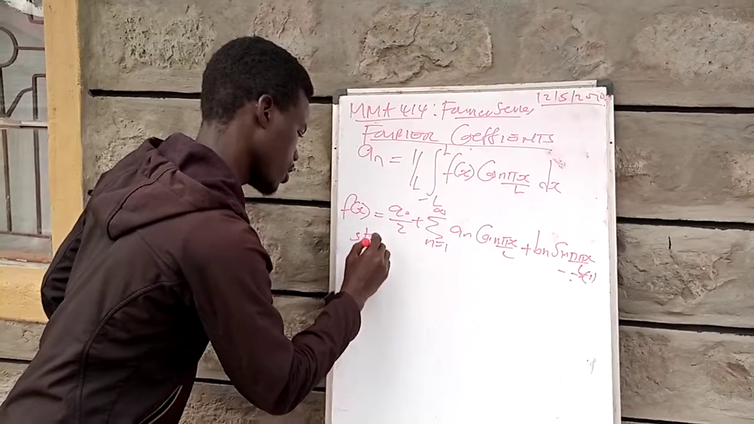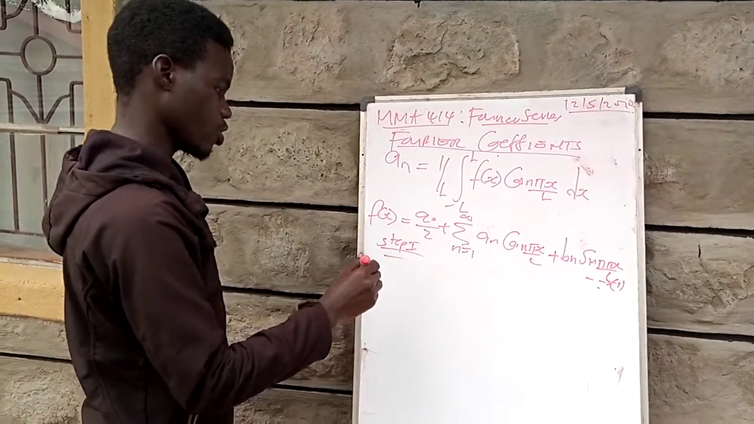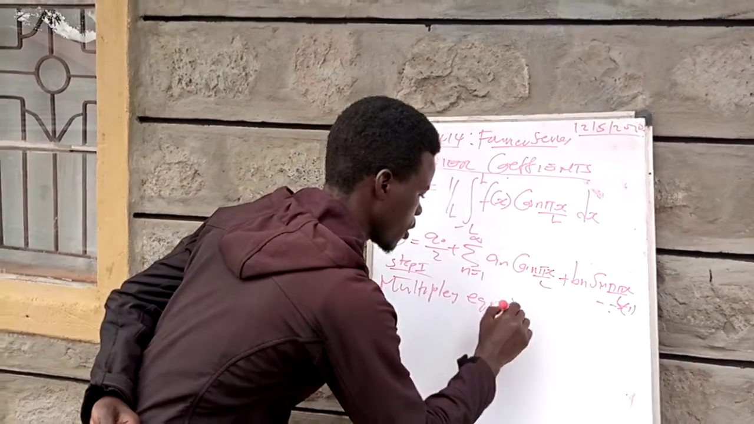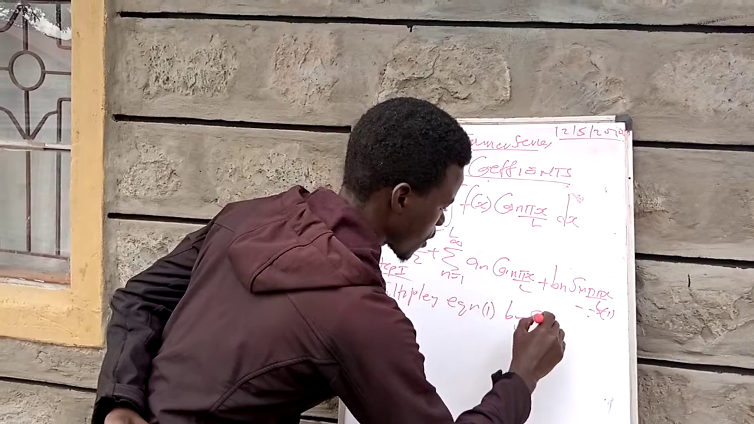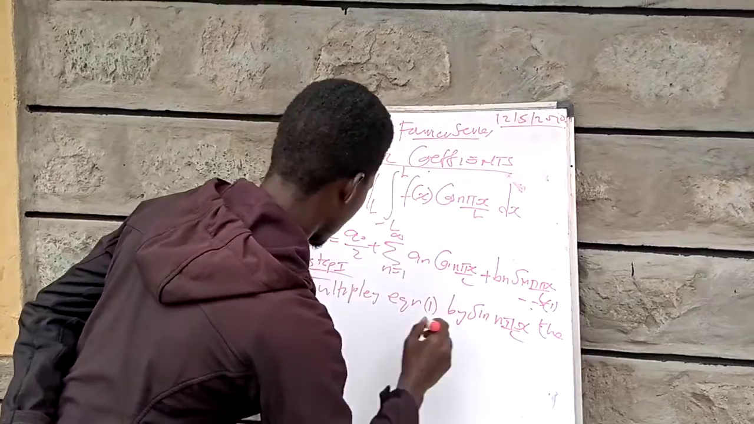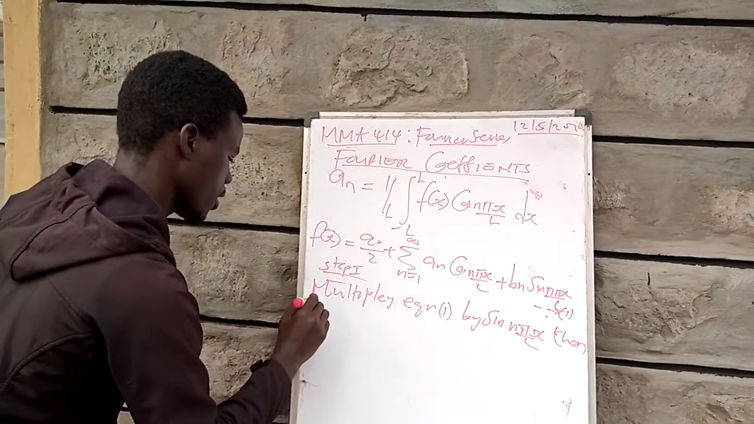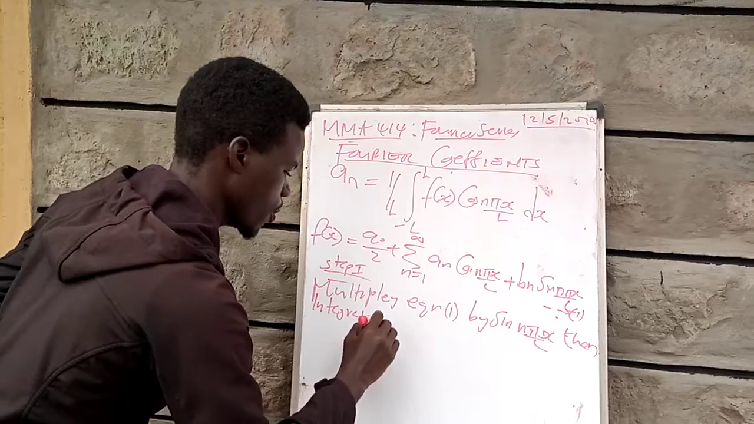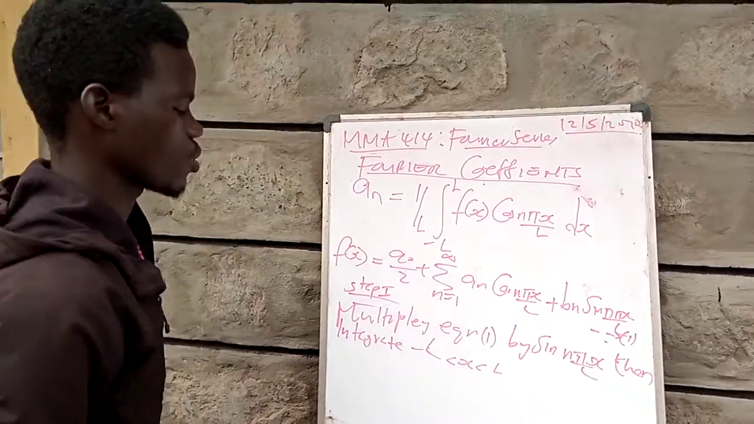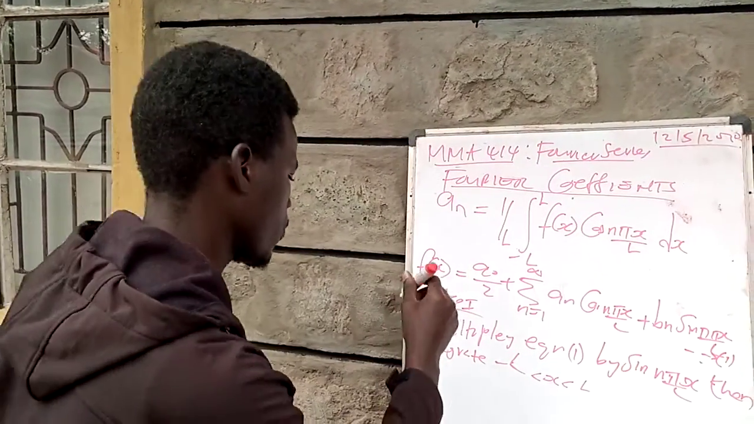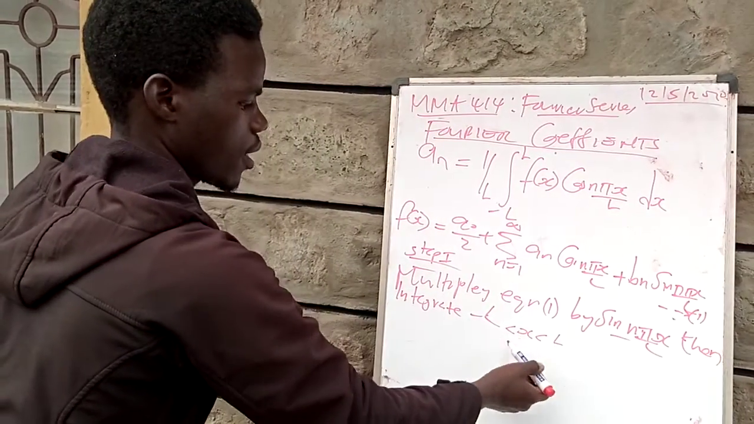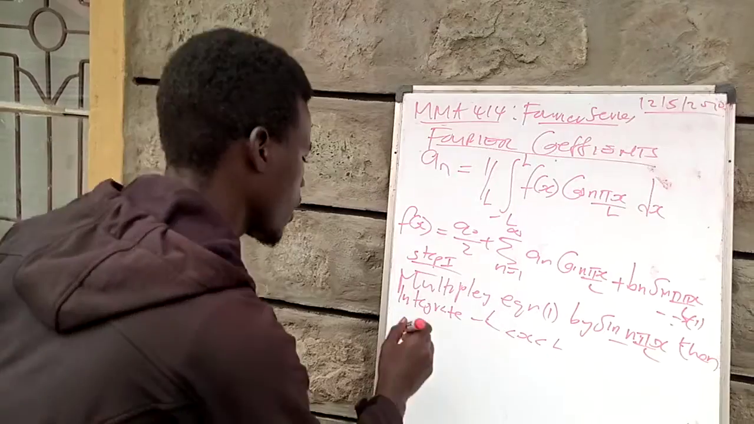So step 1 is we are going to multiply equation 1 by sin n pi x over L. Then we integrate from negative L to L. So that is what we are going to do. That is, we multiply by sin n pi x over L, then integrate from negative L to L.